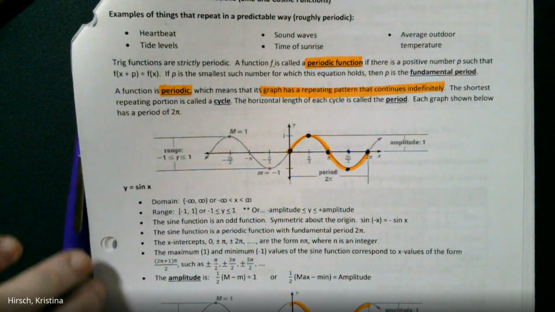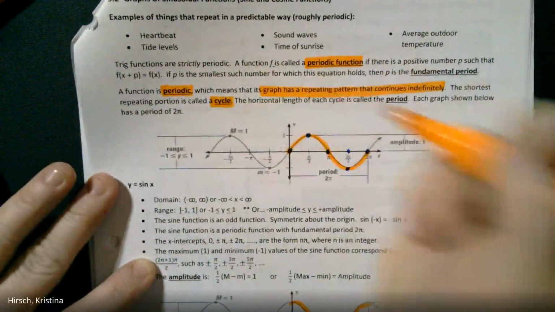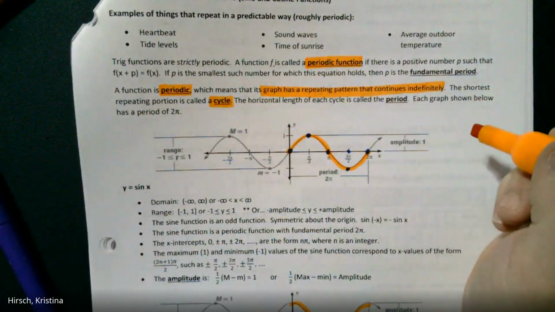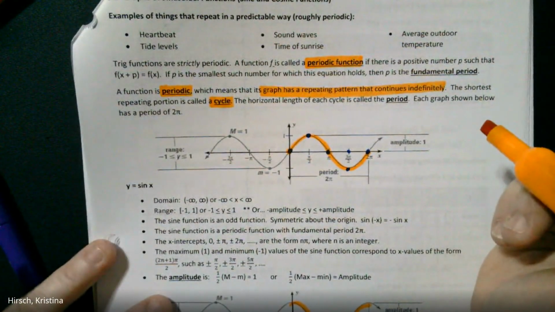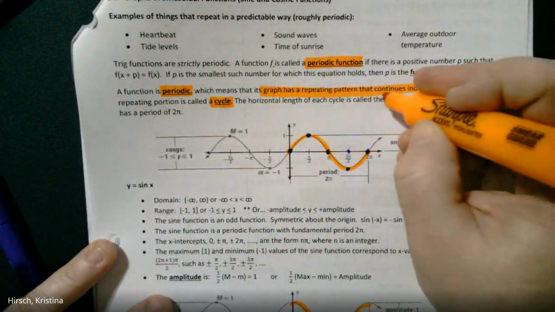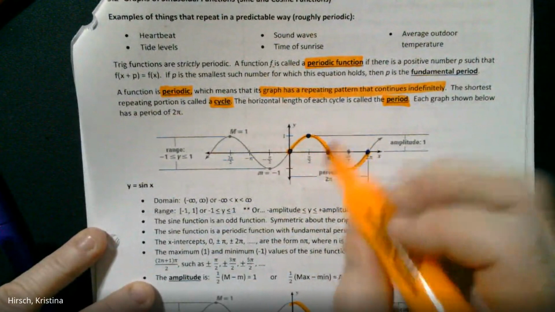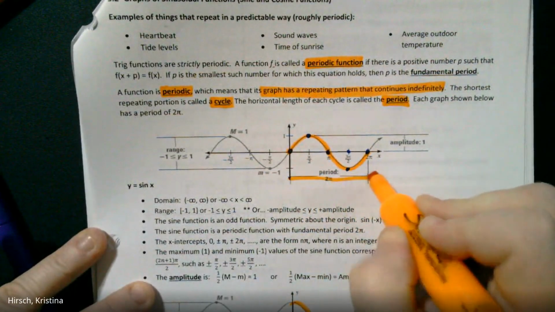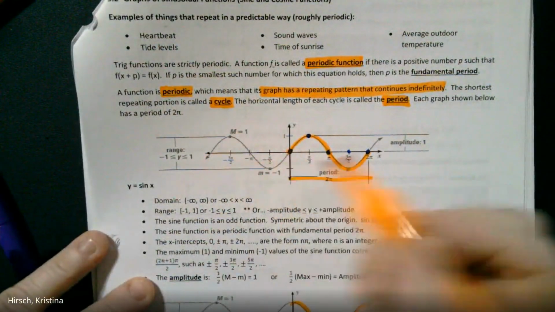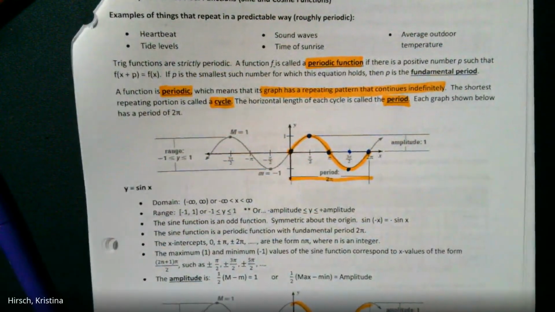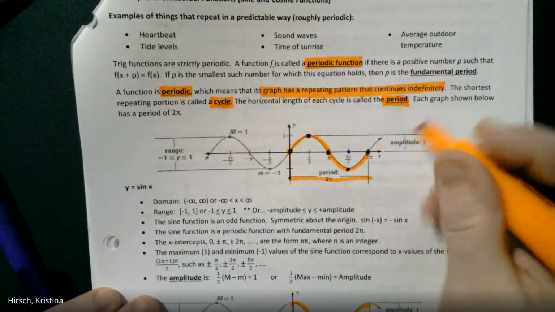The shortest repeating portion of this pattern is called a cycle. That cycle is just one rotation, one of those repeating portions. Now, the horizontal length of each cycle is called a period. You'll notice right here, this represents one cycle or one rotation. And right here, that represents one period. And then this would be a whole other period. So it's a period, a period, a period, and so on. Another term that you'll see on this graph is the amplitude.